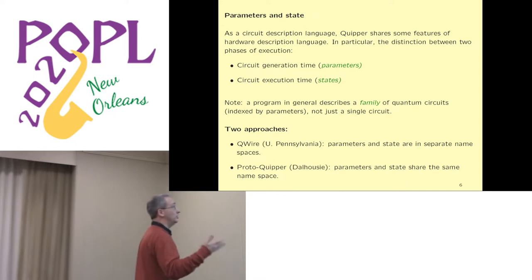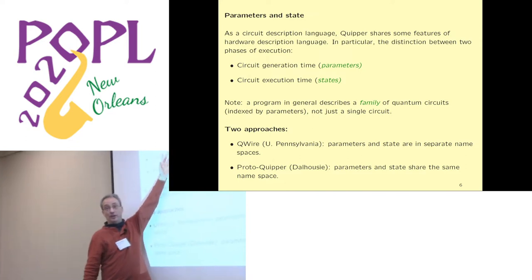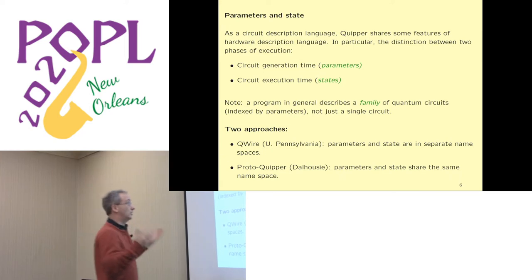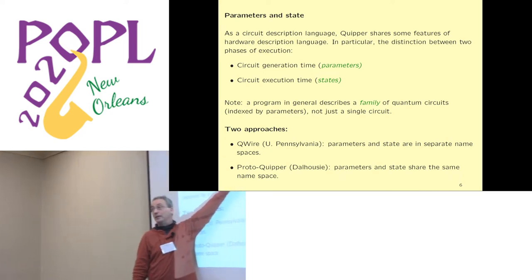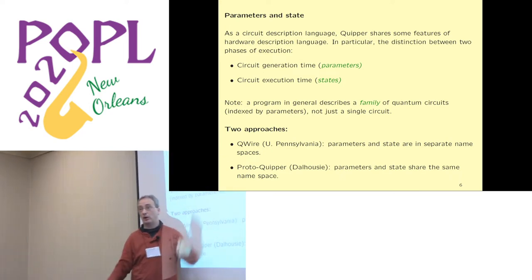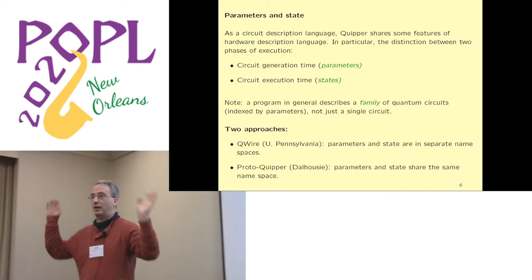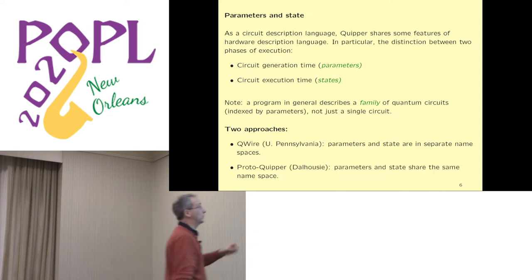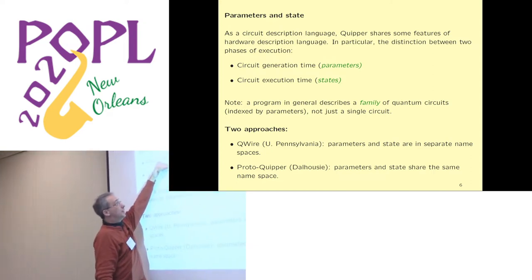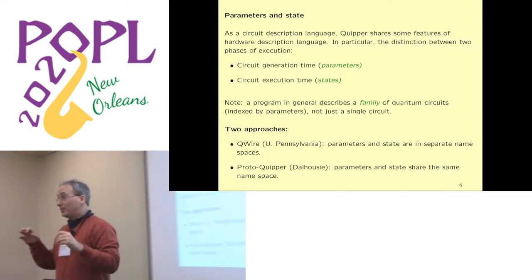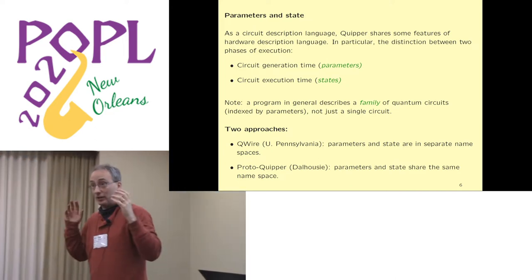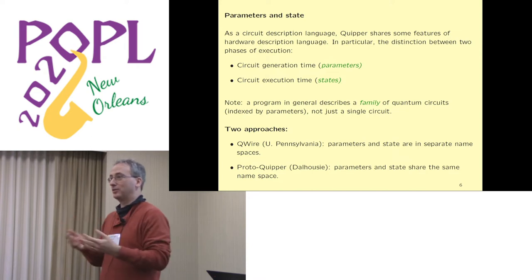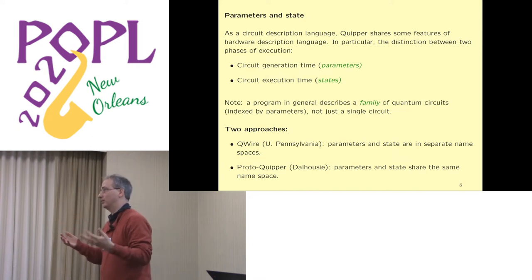So circuit generation time is when the circuits get generated. That's basically what my functional programming language does. And then circuit execution time is when someone runs the circuit, typically on a piece of hardware, or you could just send it to IBM and they'll run it on their quantum computer, or you could run it in a simulator or whatever. So we have these two different runtimes. And now any piece of data that's known at circuit generation time is called parameters. And any data that's only known at circuit execution time is called state, okay?